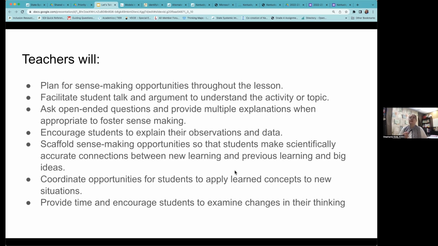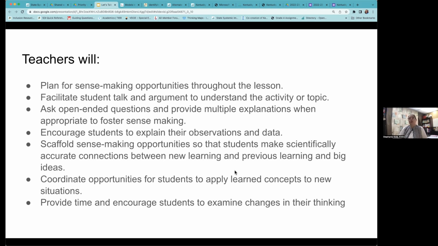We're going to facilitate our students being able to talk and even argue to understand the activities and the topics that they're going to do. You know, we talk about math talks all the time. Science talks are a thing too. So we want to make sure that this is a good opportunity, like I said, for you to get your kids really hands-on. Encourage your students to explain their observations.